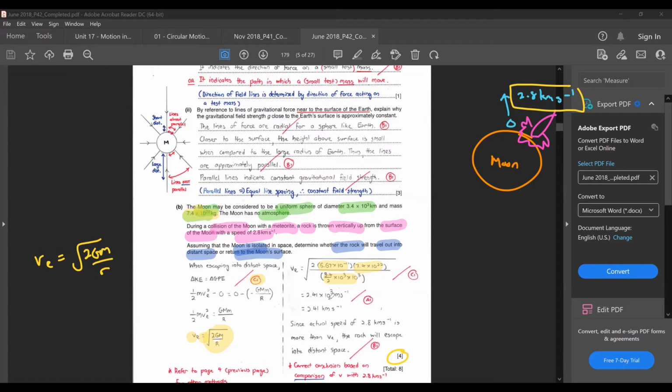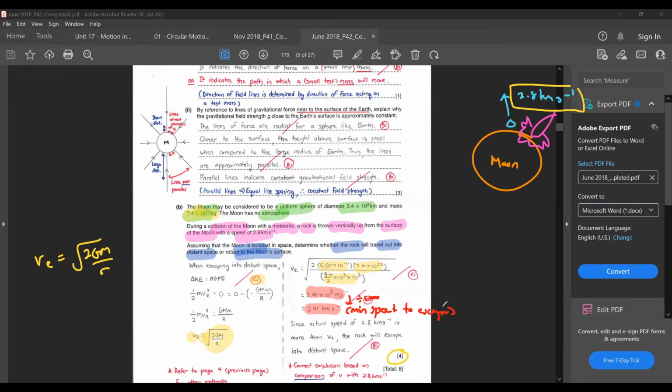Eventually you get the answer as 2.41 times 10 power 3 meter per second, but change it to kilometer. Meter change to kilometer, divide by 1,000. So eventually you will get 2.41 kilometer per second. This is your escape speed, the minimum speed to escape all the way into infinity.